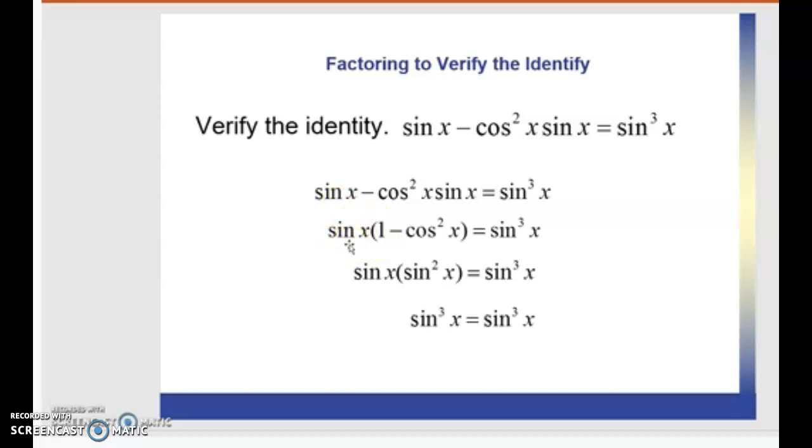After doing so, we're left with a Pythagorean identity, 1 minus cosine square x, which we know is equal to sine square x. So we're able to make that substitution. Finally, multiplying on the left-hand side of the equation, we end up with sine of x times the sine square of x, which will give us the sine cube of x on the left-hand side. That is identical to the right-hand side of the equation. So this identity is correct. It is true. We have verified it.